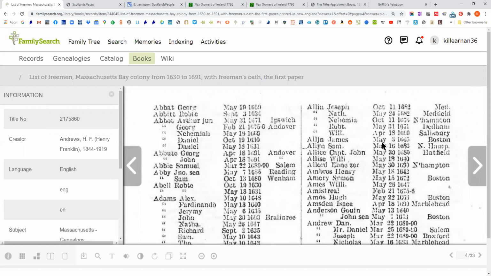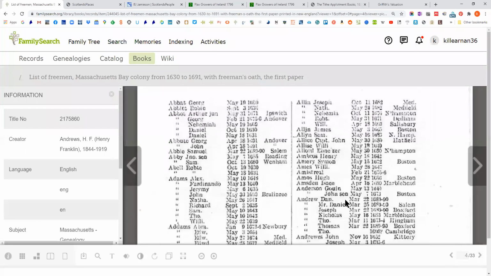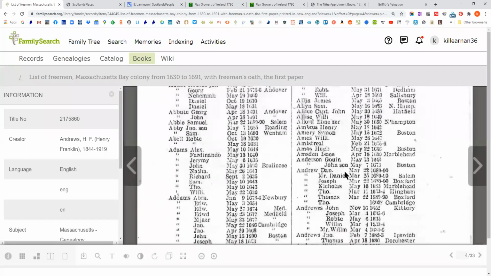So they may be listed in church records such as pew rents and things like that. And you do get cases where you get distinguishing between a junior and a senior, which may help you figure out those relationships.